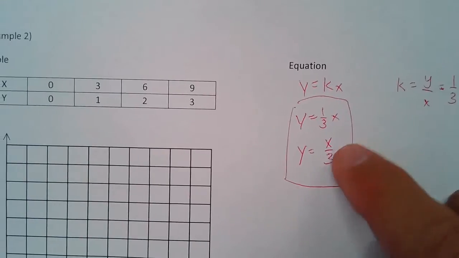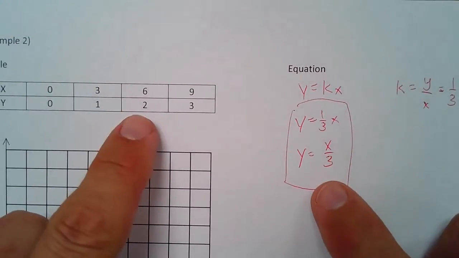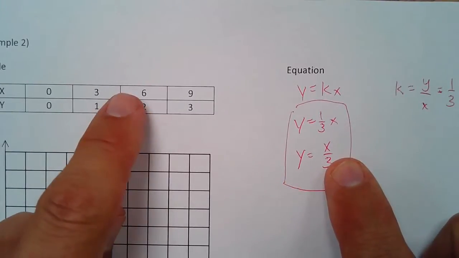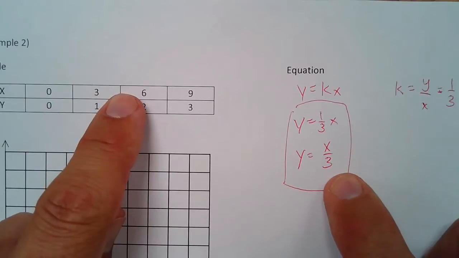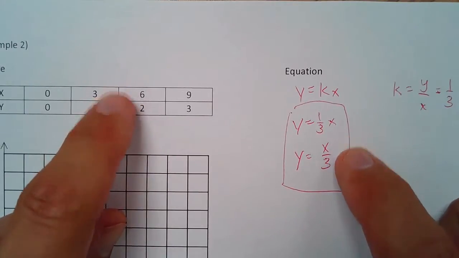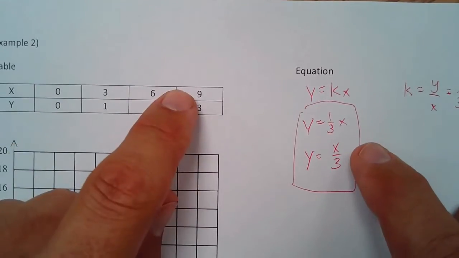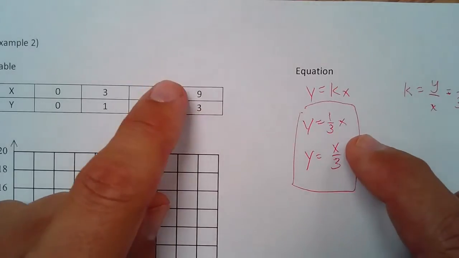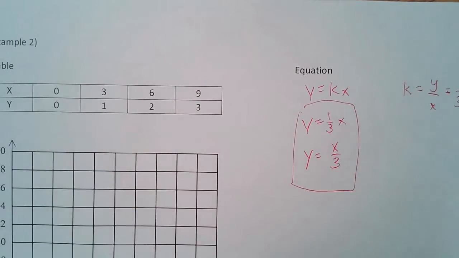So what we can do here is look at this again. The y value, 2, is the x value, 6, divided by 3. And that's right. This y value is 6 divided by 3. And 3 is 9, which is our x value, divided by 3. Easy peasy.